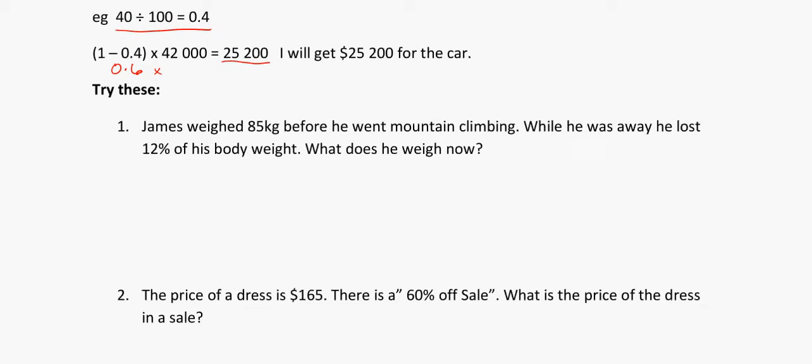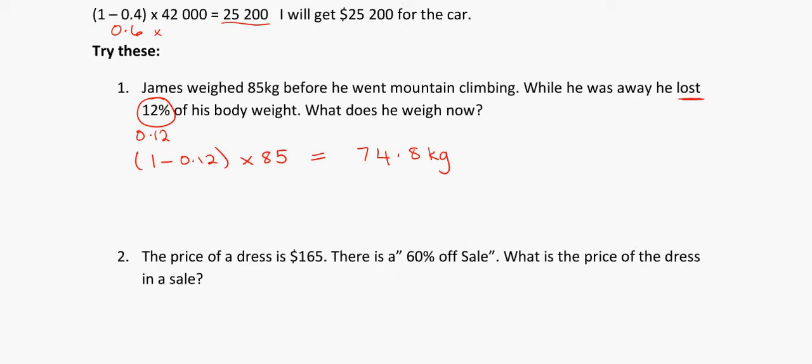So let's have a go at some questions. James weighed 85 kilograms before he went mountain climbing. While he was away, he lost 12% of his body weight. There's your key word, and I'm going to change that to a decimal, 0.12, and I'm going to take it away from 1. And that's my multiplier. Times 85 is 74.8 kilograms. Easy in one step.